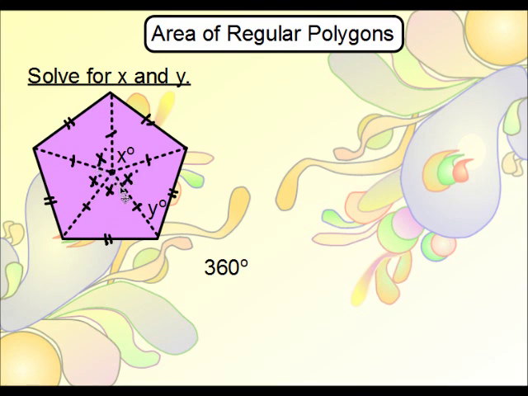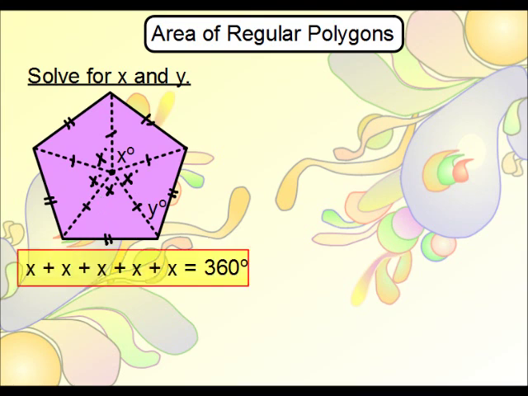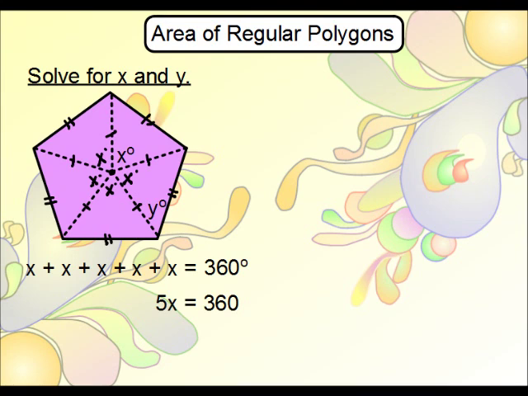So if you add all these angles together, what you get is this. Now keep in mind there are 5 triangles, so that's 5 x's there. Which means from this, since each angle is the same, if you divide both of these by 5, what you get is 72. So that's your solution, at least for x.